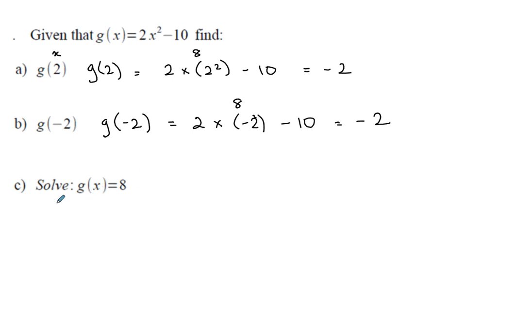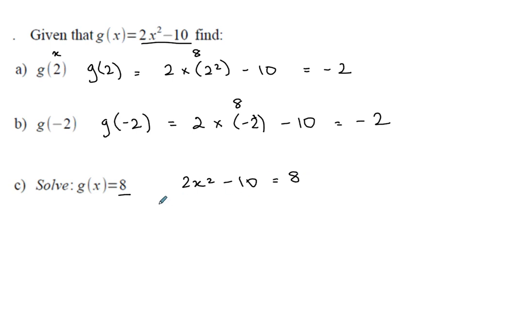And then solve g of x equals 8. So x has gone through the function and you've got 8 as the result. So you can tell that 2x squared minus 10 equals 8, in order to find the value of x. So all we do is we go 2x squared minus 10 equals 8.